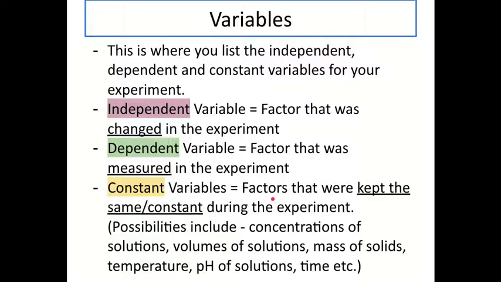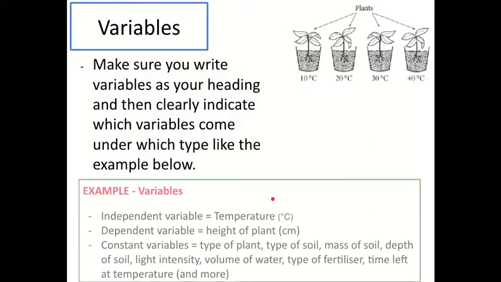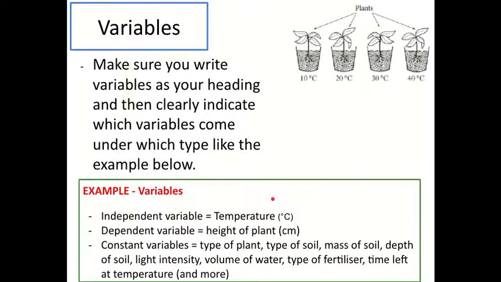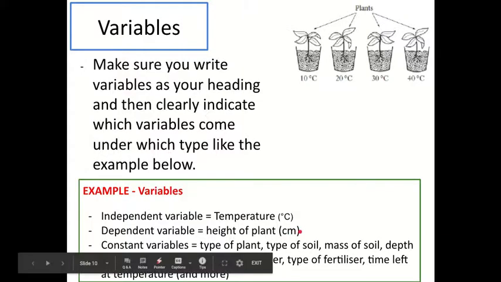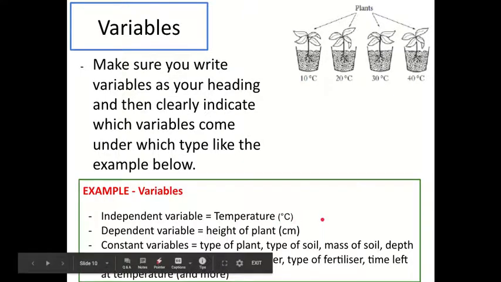So let's look at an example of the variable section. One final tip is to ensure you write variables as your heading for this section, and then you clearly indicate which variables come under which type, like in the following example. So for our experiment, we already discussed that the independent variable is temperature, and the dependent would be the change in the height of the plant. In here, I've also added in brackets centimetres, because that's what I'd measure the height of the plant in. I wouldn't put this in the aim, but I like to include my units here, and I've done the same thing for temperature, so I've put degrees Celsius.